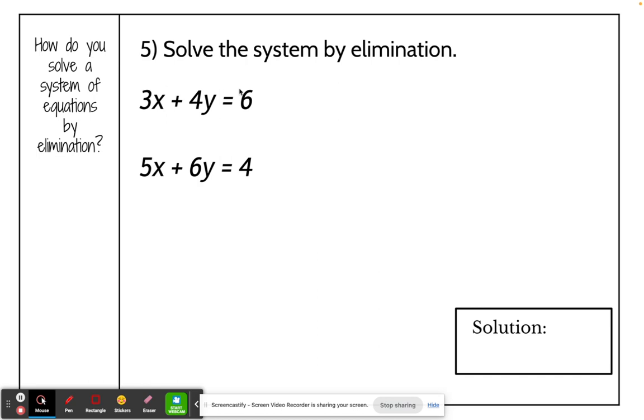I could multiply this equation by 6 and this one by negative 4. Again, it would cancel out. I could look for a least common multiple and multiply this one by 3 and this one by negative 2, and then I would have a 12y and a negative 12y. Lots of options. Just to keep things more simple, I'm going to use my 3 and my 5. So I'm going to multiply this by 5 and this by negative 3.